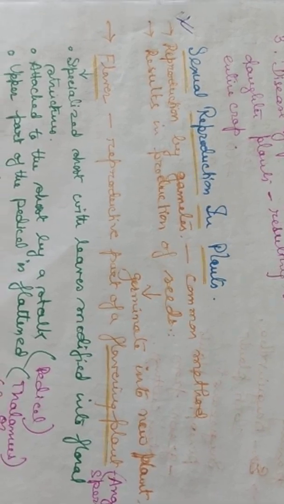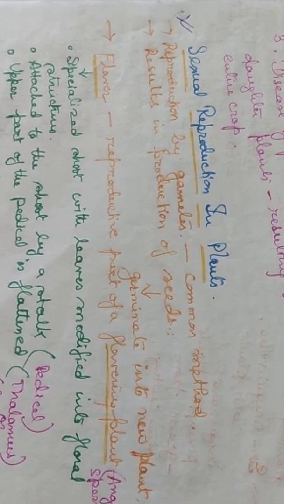Now, what is a flower? A flower is a reproductive part of a flowering plant, especially the angiosperms. So, in angiosperms, the reproductive part is the flower. A flower is a specialized shoot where the leaves are modified into floral structures. They are attached to the shoot by a stalk known as the pedicel. The upper part of the pedicel is flattened and holds the floral whorls. That is the thalamus or the receptacle.